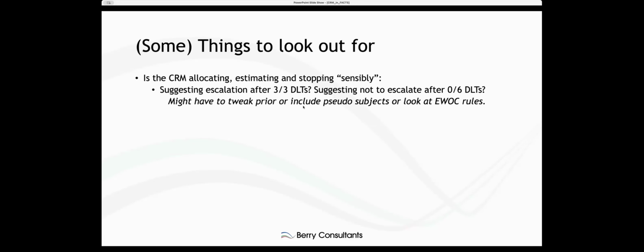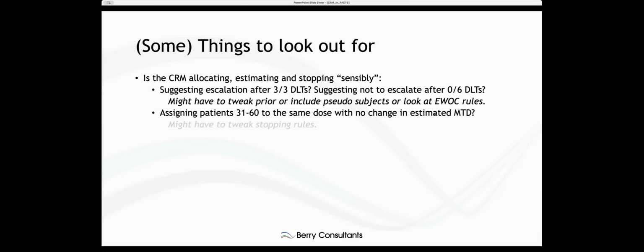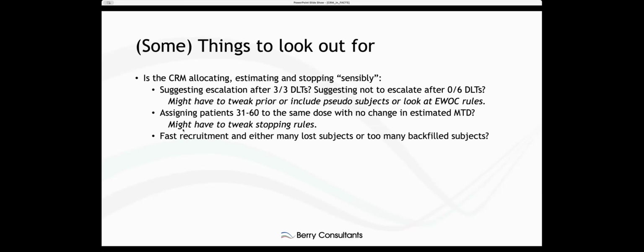Then we might have to tweak the prior or include pseudo subjects or have a look at our escalation with overdose control rules. Would we assign half of our patients just to the same dose, even though the estimated MTD doesn't change? Well, that might tell us we need to tweak the stopping rules. Do we have very fast recruitment, and do we either lose a lot of subjects or backfill too many subjects? Well, that means we need to have a look at our backfill rules.